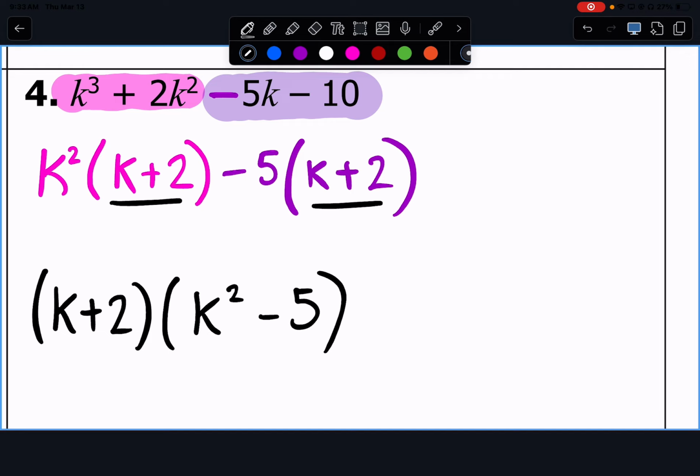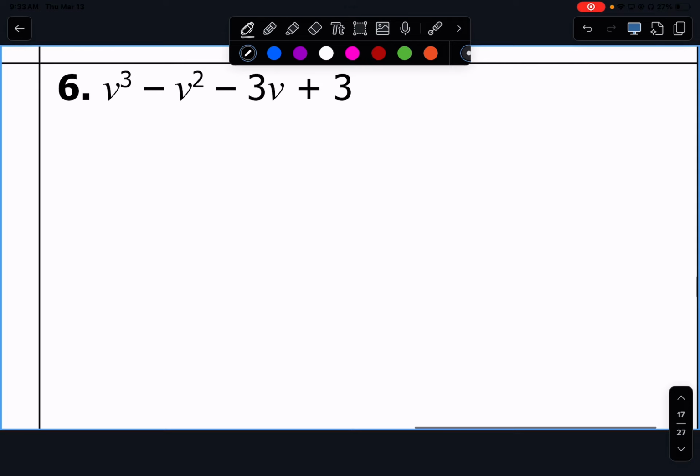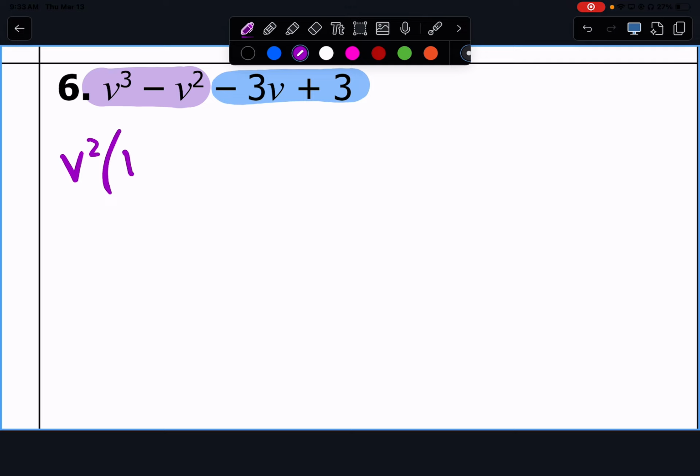All right. So for number 6, we group first 2, last 2. For the first one, we take out v squared, which will leave us with v minus 1. Not for the first one, okay? The first one's not negative, because is that v to the 3rd power negative? Nope, so we don't take out a negative. Now for the second one, what do I need to factor out of the second group? Negative 3. That one is negative because that 3 is negative. And we do v minus 1.